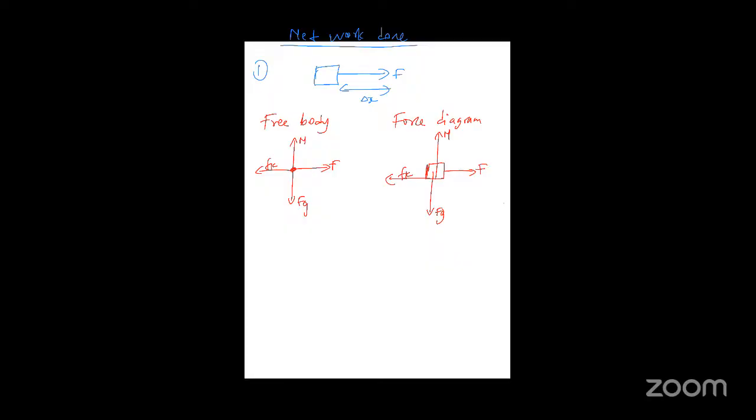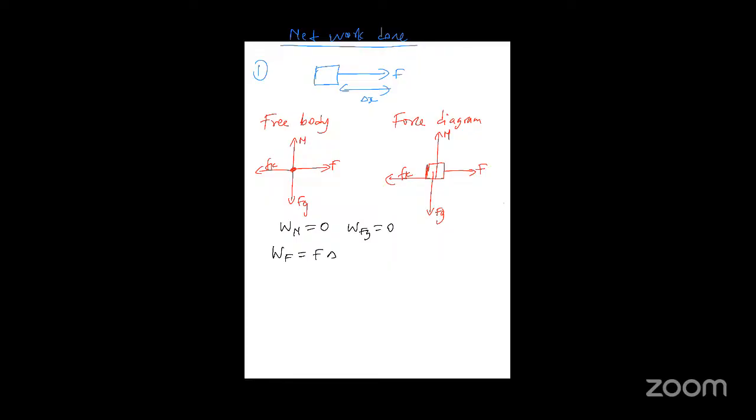These are our forces. So let us calculate the work done by each force. Remember, we talk about normal force and FG. Work done by normal force is 0. Work done by FG is also 0.